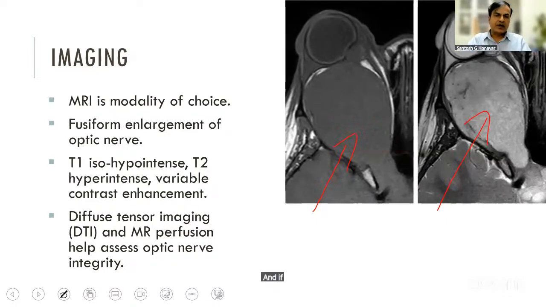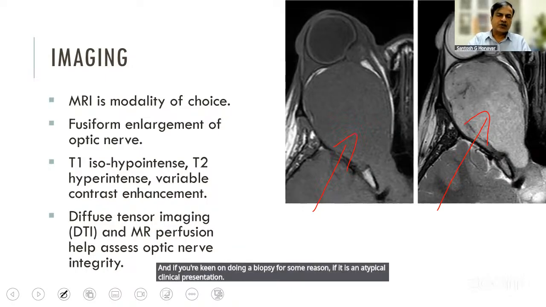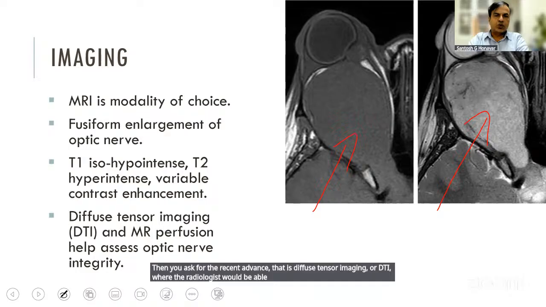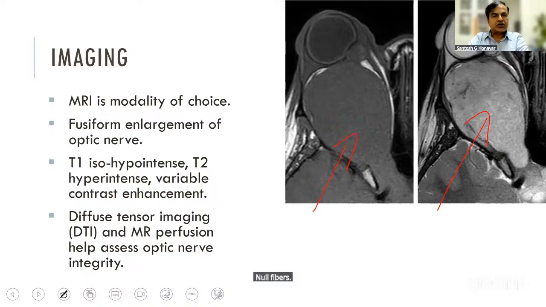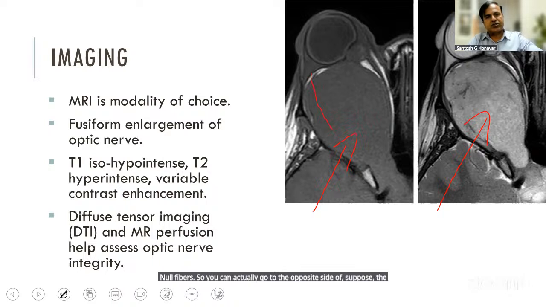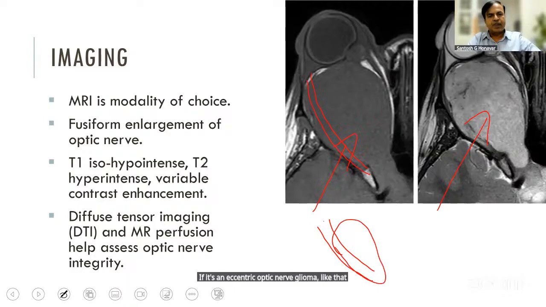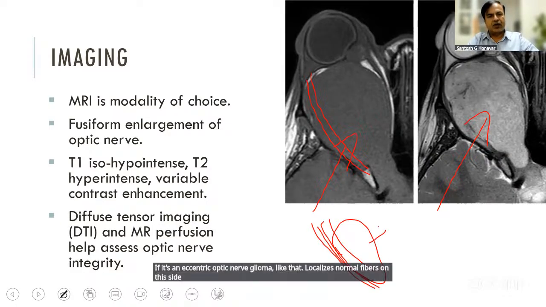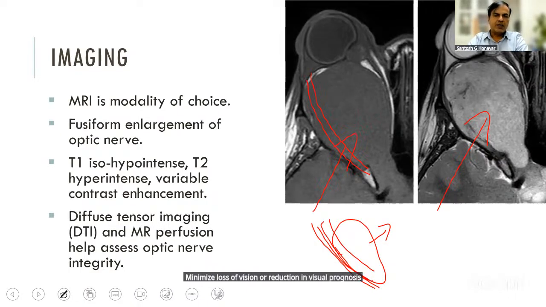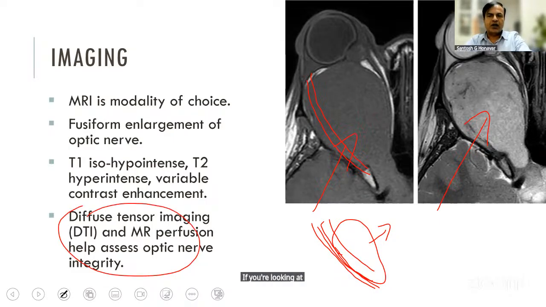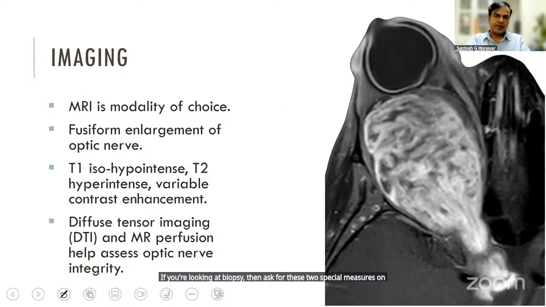And if you are keen on doing a biopsy for some reason, if it is an atypical clinical presentation, then you ask for the recent advance, that is diffusion tensor imaging or DTI, where the radiologist would be able to localize the normal nerve fibers. Suppose the radiologist localizes the normal nerve fibers on this side of an eccentric optic nerve glioma, then you would biopsy from the opposite side to minimize loss of vision or reduction in visual prognosis. MRI perfusion also helps you assess the optic nerve integrity. So if you're looking at biopsy, then ask for these two special measures on MRI scan.